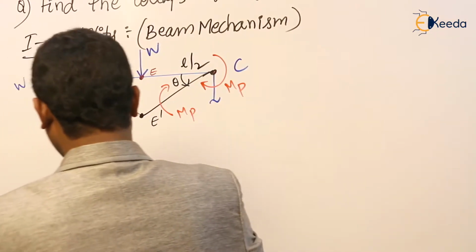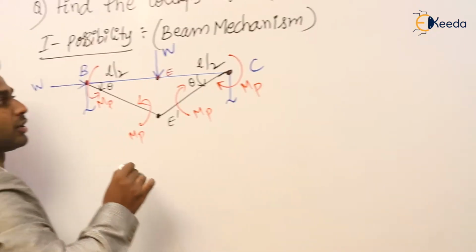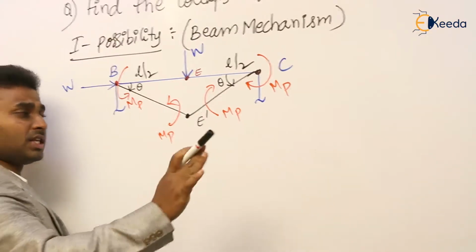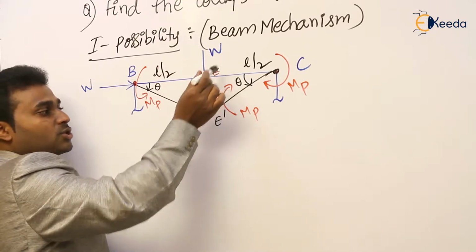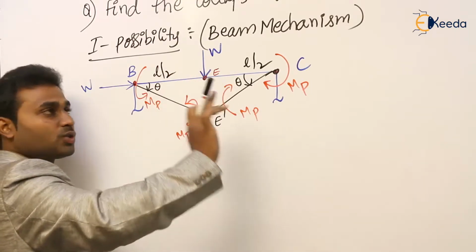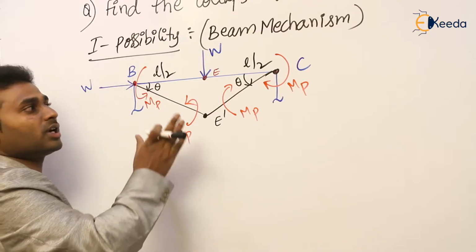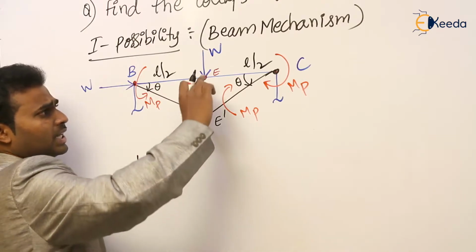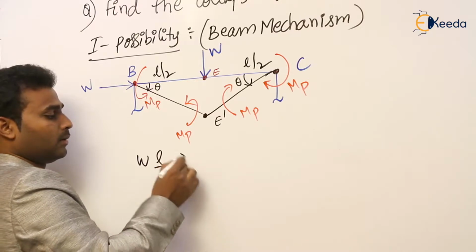Now, external work equals internal work, so apply the principle of virtual work. External work is done by this load. The horizontal load will not do anything in this beam mechanism, because E just moves to E dash and the frame will not sway. So we have to consider only the vertical load. The work done is W into delta, where delta is E dash, which is L by 2 theta.